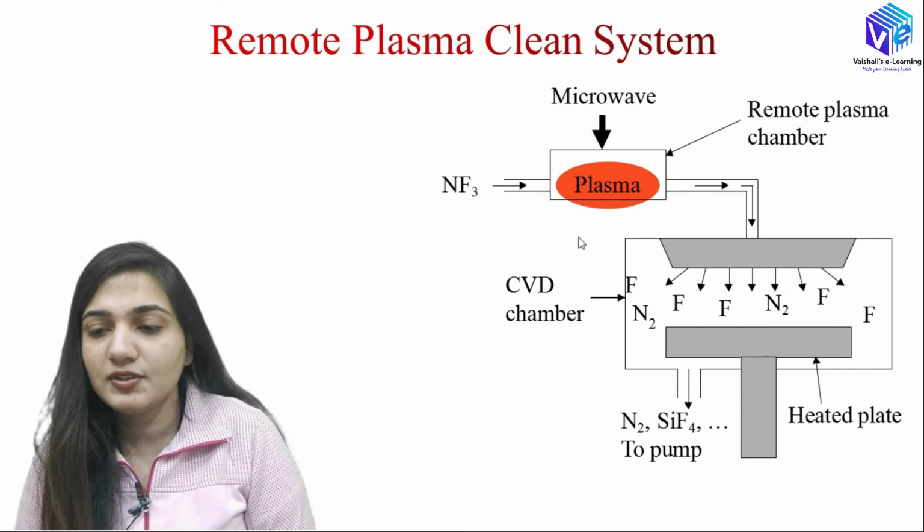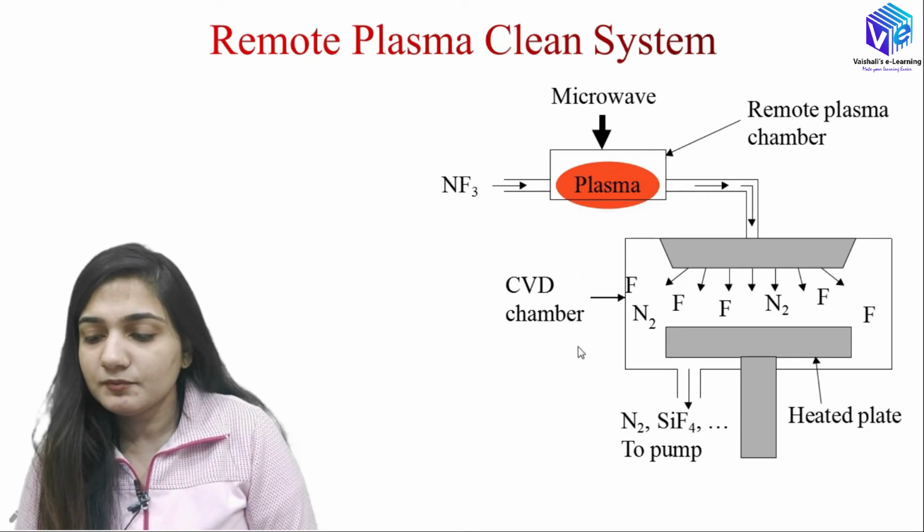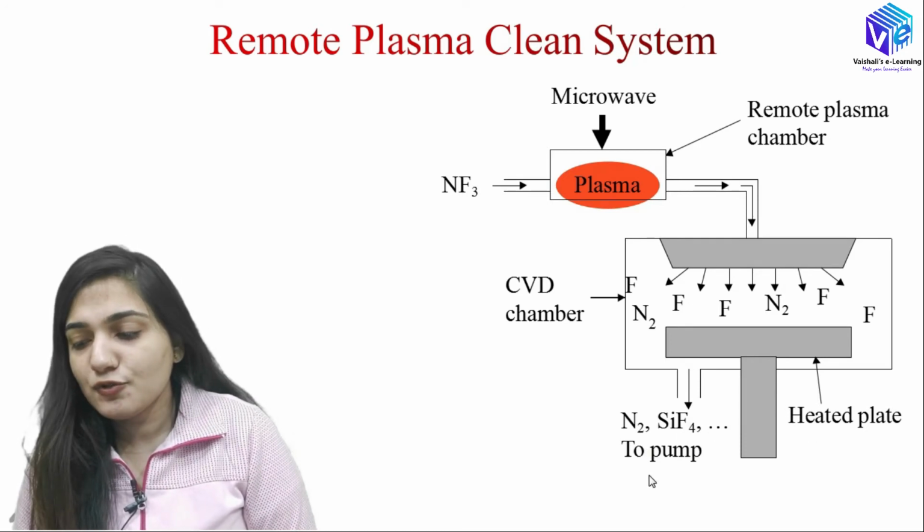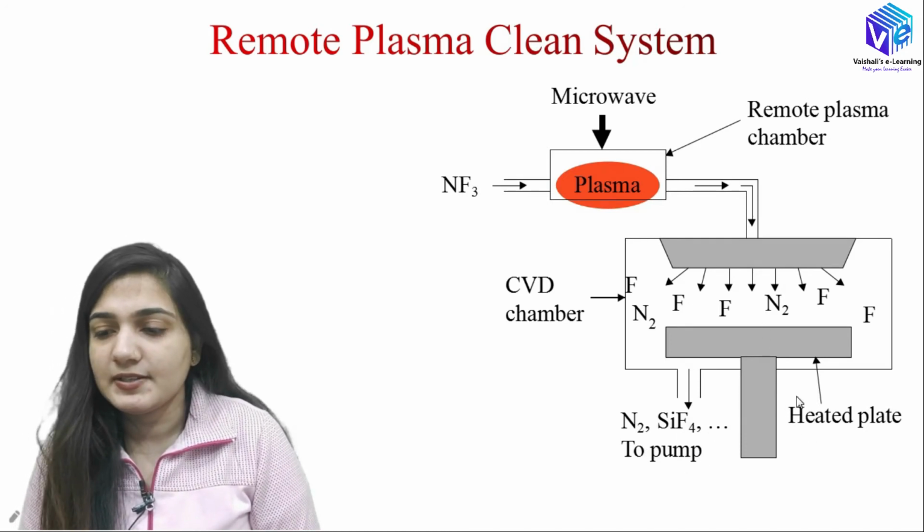So here we have NF3. This is the cleaning system. We have the plasma. Plasma will be making the free radicals like N2 and fluorine. So now the byproducts are N2 and SiF4, which go to the pump, and this is my heated plate.